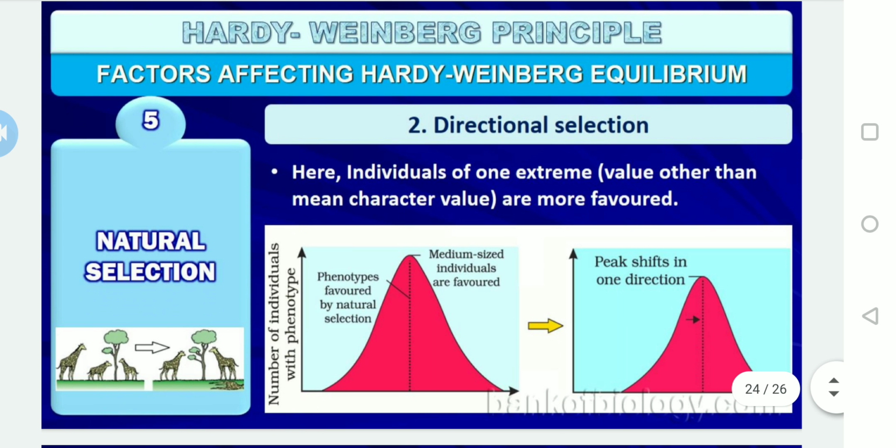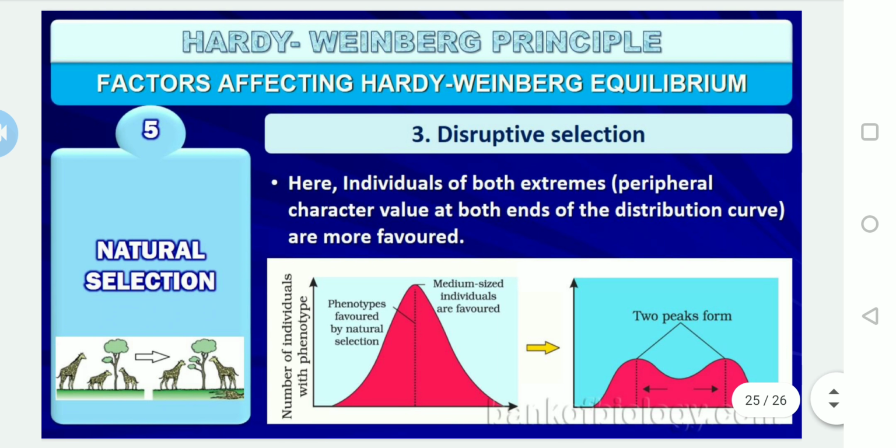The second one is directional selection. Observe the graph clearly. In this case, individuals of one extreme, that is a value other than the mean character value, are more favored. So the peak shifts in one direction. That means the individuals of one extreme, a value other than the mean character value, are more favored. This type of selection is known as directional selection.